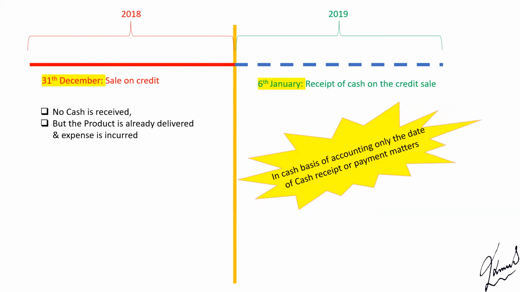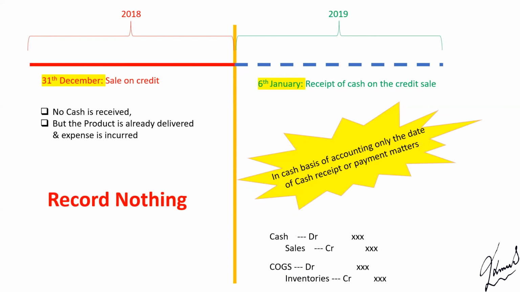Here it is 6th January. And on 31st December, when the sales actually took place, we don't have to do anything there. And our transaction will be posted on 6th January. And as I told you, instead of accounts receivable, we will use cash.